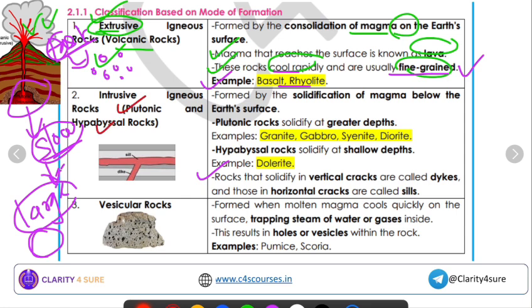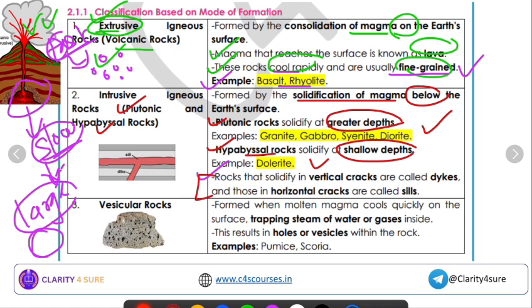So what are those? Let's discuss. We studied solidification of magma below the surface in intrusive, right? So we have two, plutonic and hypabyssal. When this solidification is happening at greater depths, then it will be called a plutonic rock. But when it is happening at shallow depths, then it will be hypabyssal. Here are the examples: granite, gabbro, dolerite, etc.